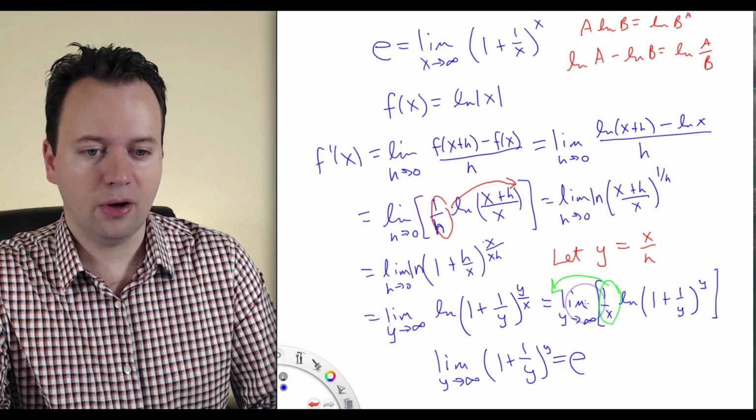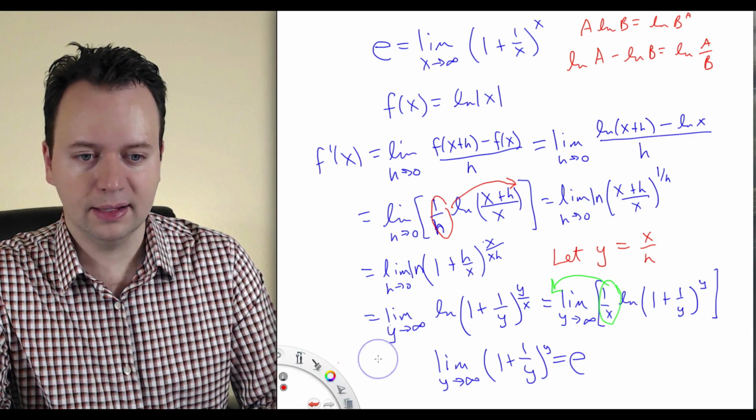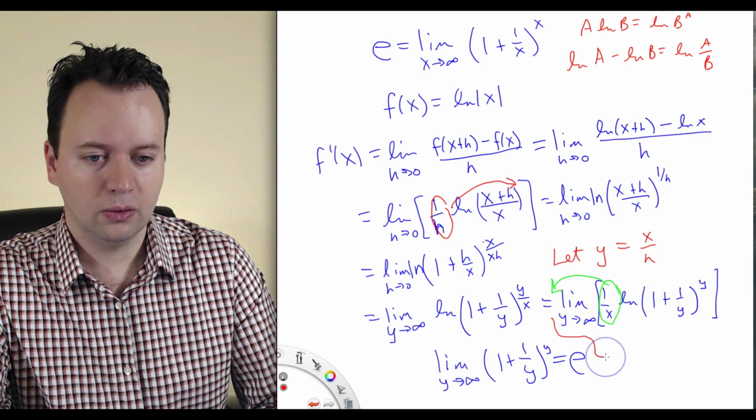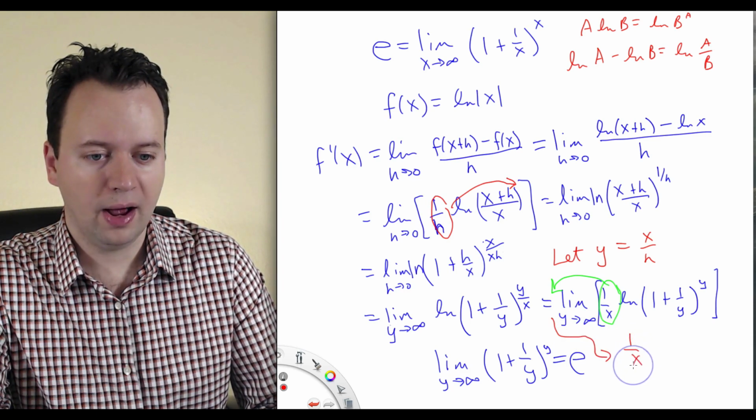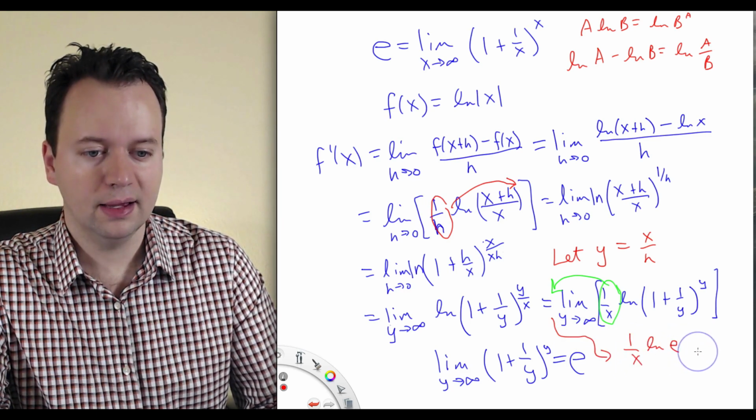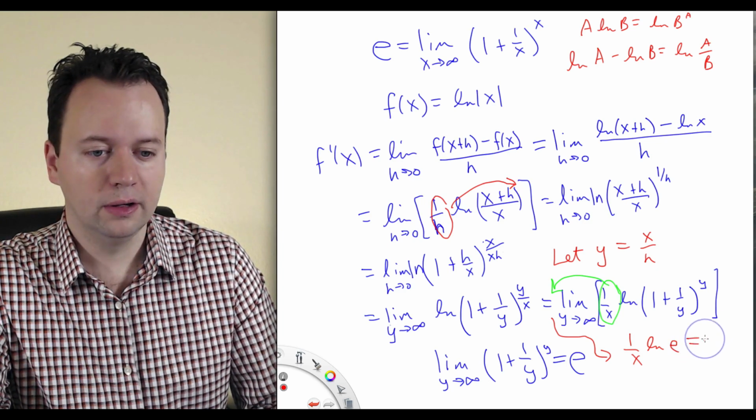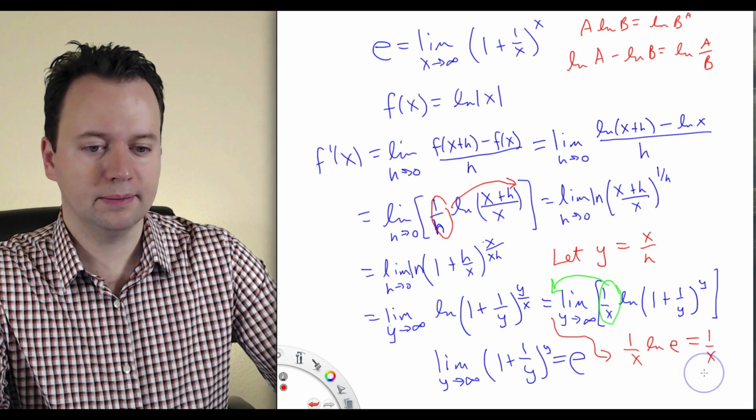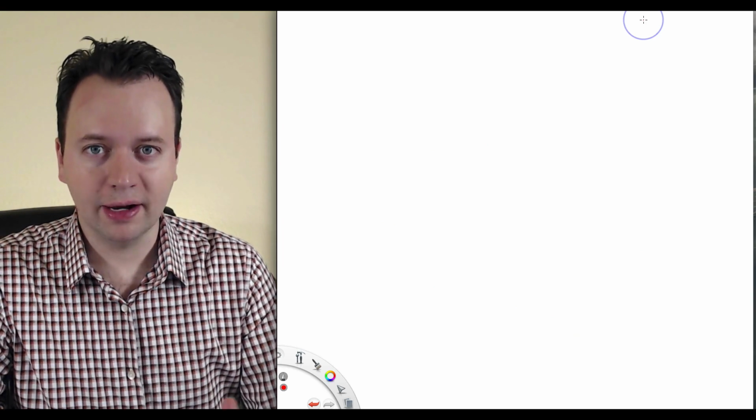So what we have up here, when we take the limit as y goes to infinity, we just have 1 over x times the ln of e. And the ln of e is equal to 1, so we just get 1 over x. Next, we're going to see our extension of this rule.